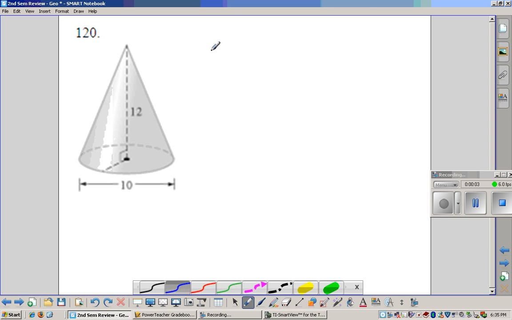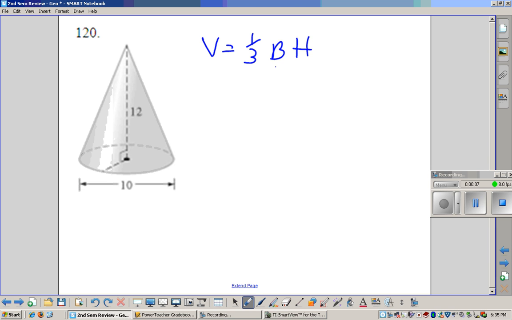Okay, now we're looking at the volume of the cone, which is 1/3 BH, where the area of the base is a circle, pi r squared. We're going to plug everything into it that we know. Diameter is 10, so radius will be 5, height is 12.